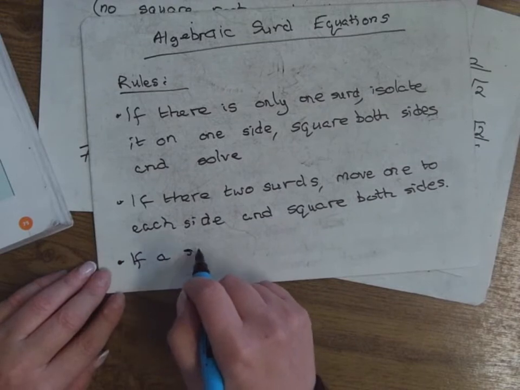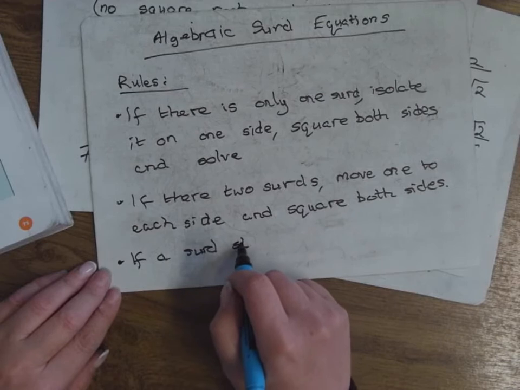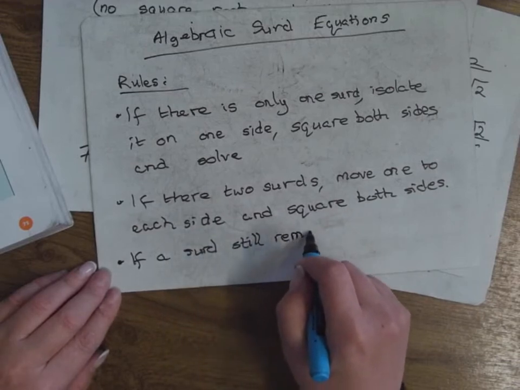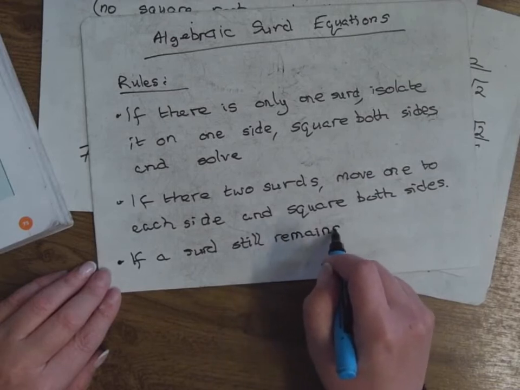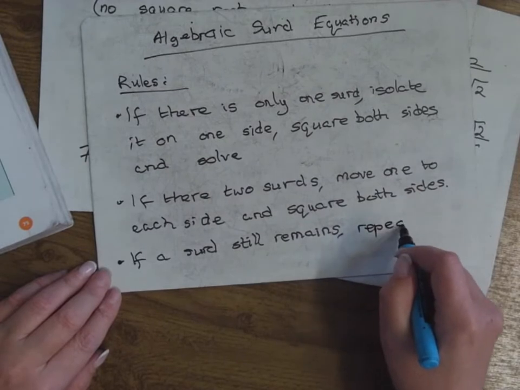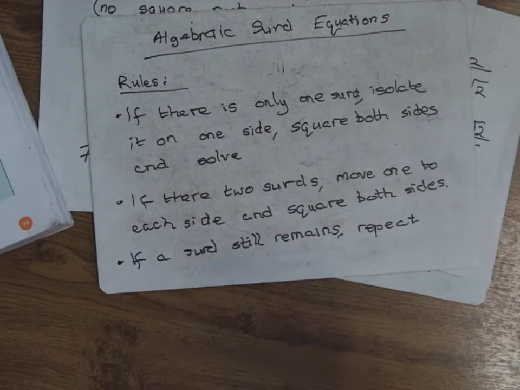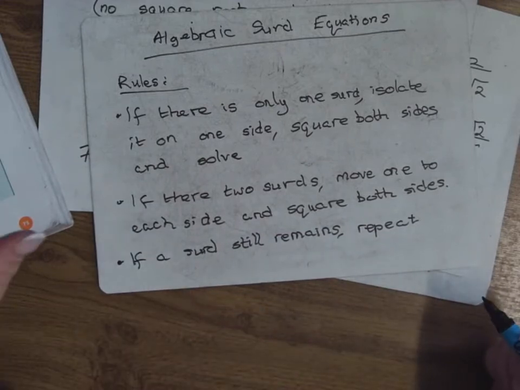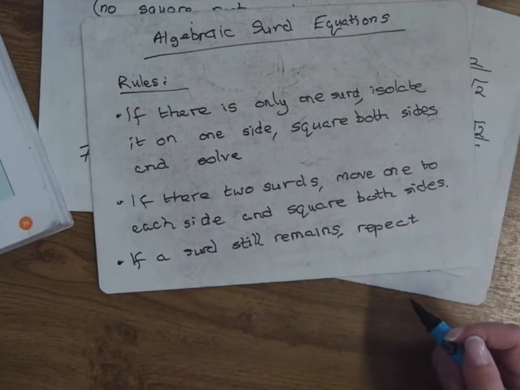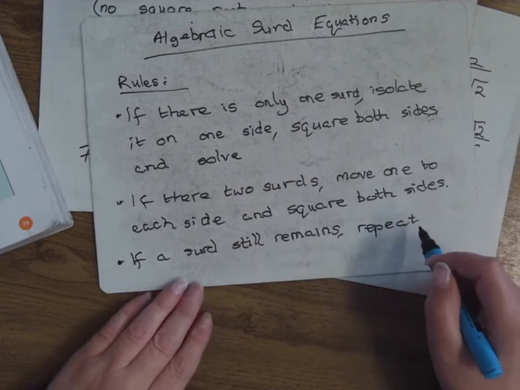And girls, if a surd still remains, repeat the first point. So that means you may have to put one surd on each side, square each side, then there still might be a surd left, so you may have to move it to one side, square each side again, and so you might end up squaring twice, that's what I'm saying. We'll see an example in a minute, it'll all make sense.